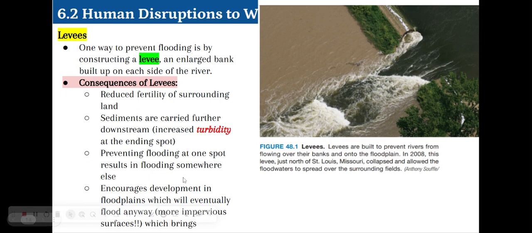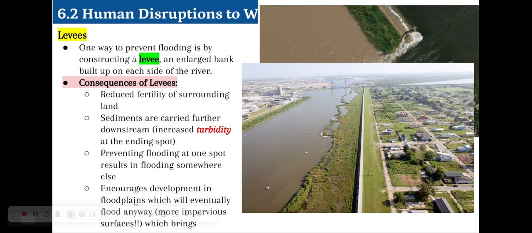And this encourages development in floodplains, which will eventually flood anyway, causing more impervious surfaces, which brings more runoff and less water being recharged into a groundwater or an aquifer. And this is a very common example.